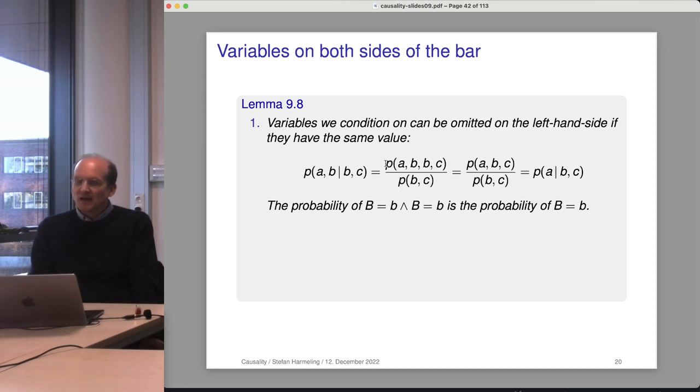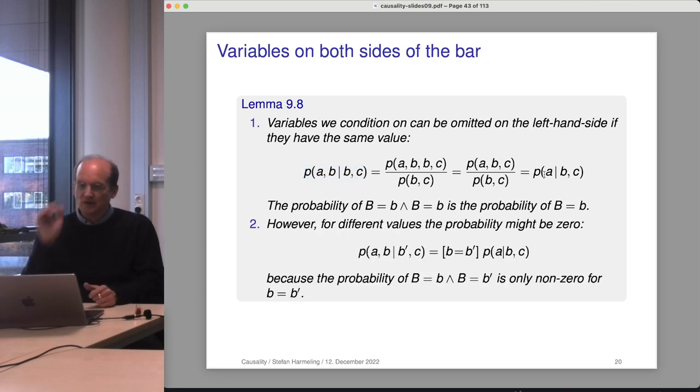And the statement up here, P of A, B, B, C, is basically the statement that P of capital A is little a, and capital B is little b, and capital B is little b, and capital C is little c. And since the conjunction of B being equal to b appears twice, it can be replaced by just one equation. Which is trivial when you write it like this. It's not so trivial, I think, when you talk about conditional distributions, that you can then omit it.